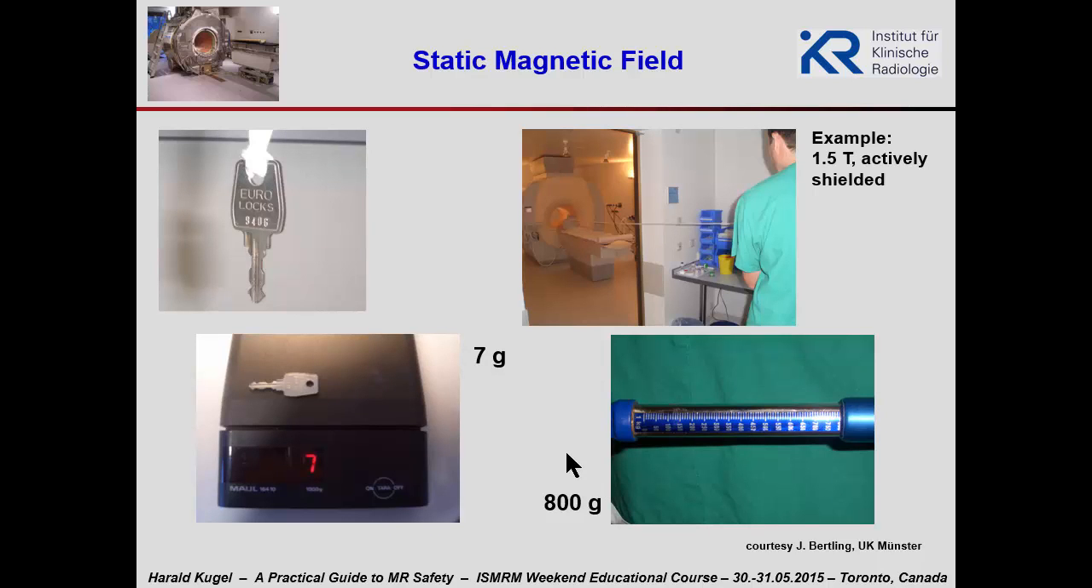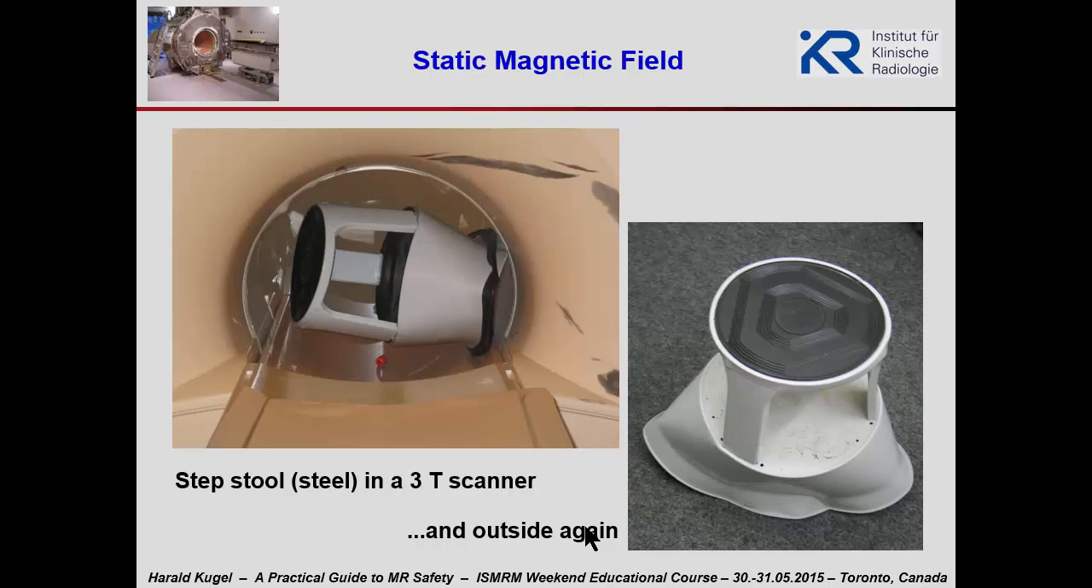Just to give you an idea about the forces which we have, we tried this on a small iron drawer key. It says Eurolox, but it's valid in other continents as well. The key weighs 7 grams, and then we put it on a thread and measured the force with which this key was drawn into the scanner. And if you look very closely, you can see that this says 800 gram. So as a very rough estimate, you can say that the force with which an object will be drawn into the scanner may be well above 100 times the weight of the iron, which is a source of this attractive force. So the forces can be considerable.